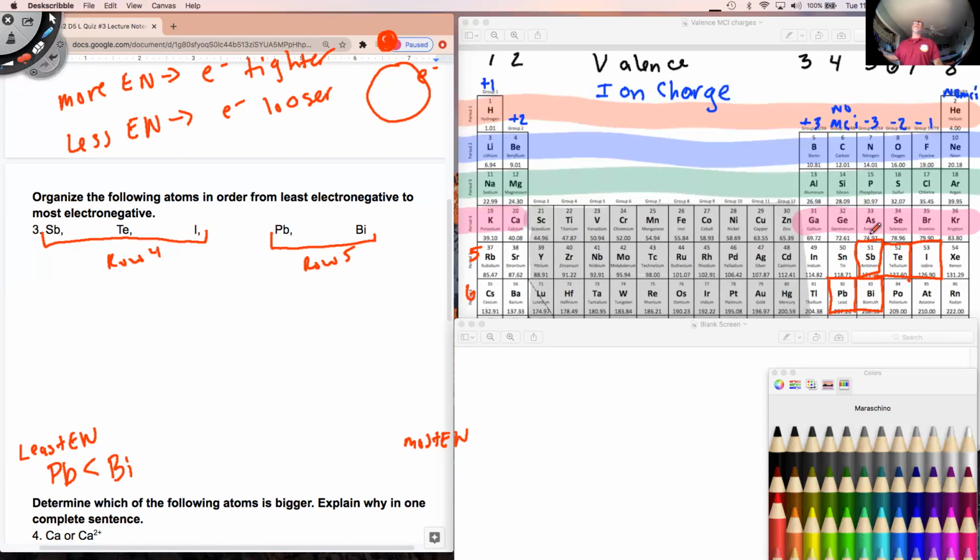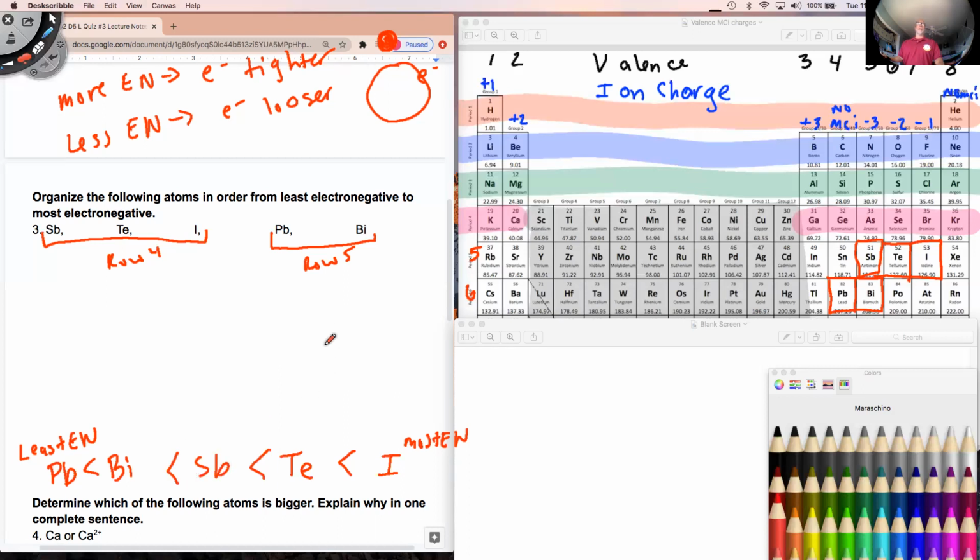And then if we look up here at row 5, we have antimony, tellurium, and iodine. And we want to say, well, which one of those is going to hold on to the most? And for me, I would say, well, the smallest of those will hold on the best, the one with the most protons. And that's going to be iodine. So iodine will be the most, and then it's going to work itself backwards. And then we have Te and antimony.